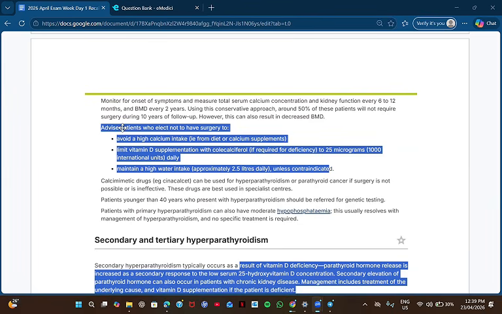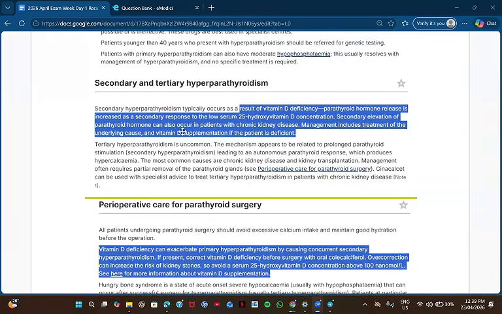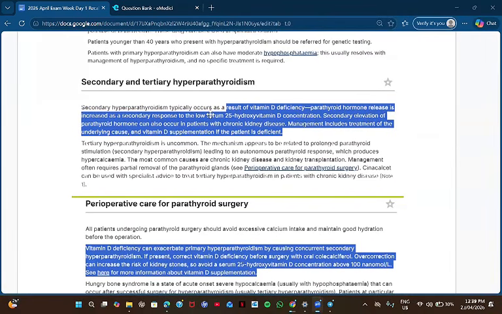Then you have to do the follow up as well. You should know how you should do the follow up, like every 6 to 12 months follow up, right? For 10 years, and BMD should be measured 2 yearly, right? Because these patients are at high risk of osteoporosis, right? Yes. So what about secondary and tertiary hyperparathyroidism?